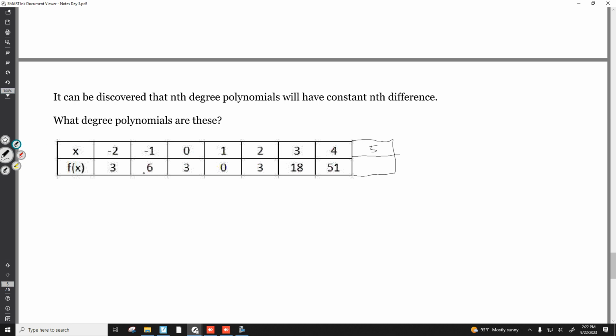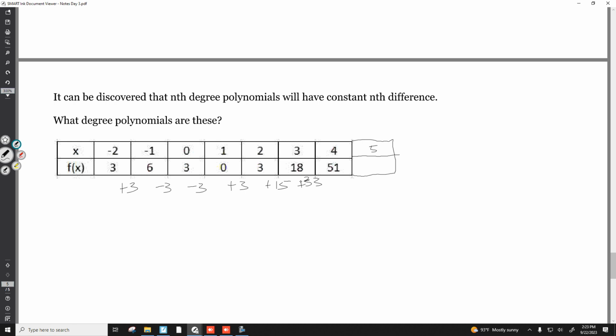3 to 6, or 6 minus 3, is a plus 3. 6 to 3 is a minus 3. 3 to 0 is a minus 3. 0 to 3 is a plus 3. It's a bunch of 3's, and then you go to the next one and it's plus 15. And then 51 minus 18 is 33.